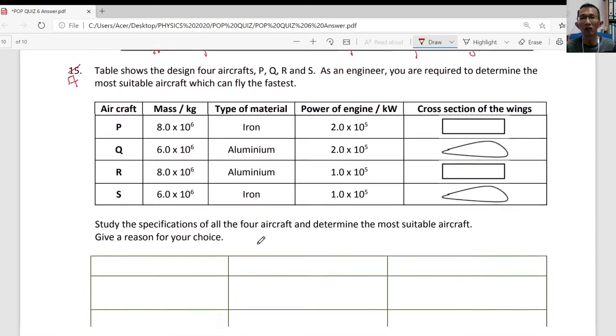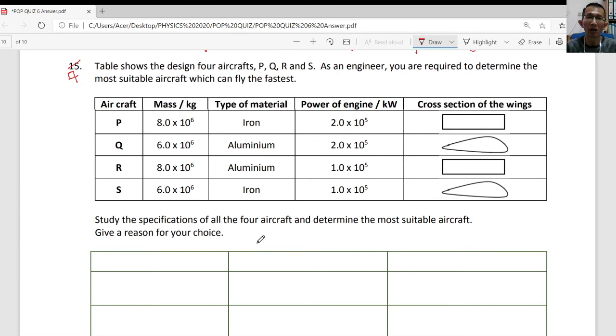Finally, the last question. The table shows the design for aircraft P, Q, R, and S. You as an engineer are required to determine the most suitable aircraft which can fly the fastest. Study the specifications of all the four aircraft and determine the most suitable aircraft. Give a reason for your choice. Now, what is the objective? The objective is to find which aircraft can fly the fastest. Which one will have the highest velocity?